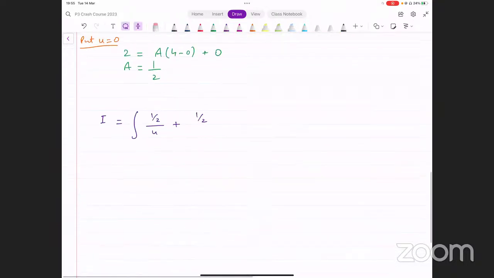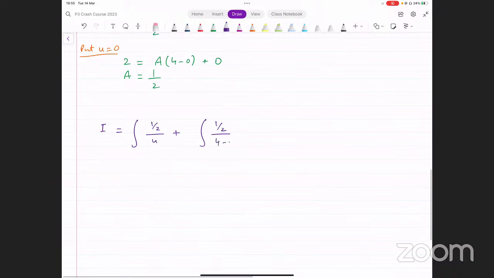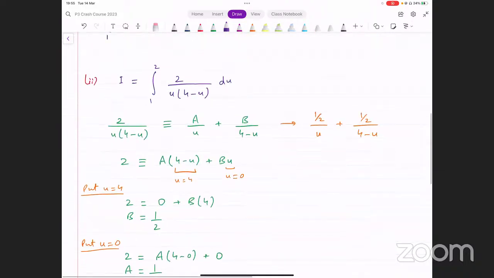So let's actually write them separately as well. You can just integrate them one by one. The second integral is 1 over 2 divided by 4 minus u. We need to integrate both of these integrals. Okay, so we could write them separately like this as two separate fractions. So rather than integrating this fraction, we are integrating its partial fractions instead. Okay, let's see what they turn out to be.